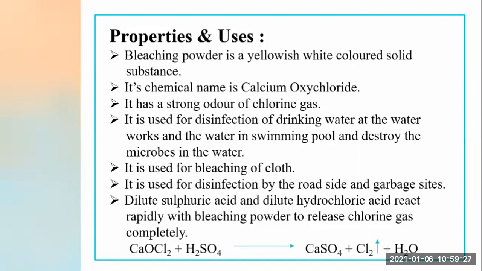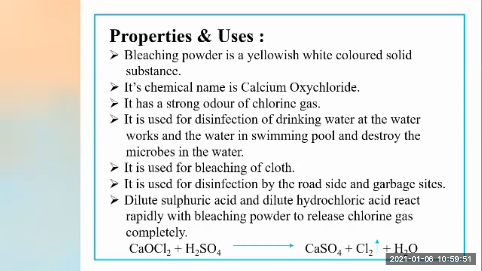I've explained this with the help of a chemical reaction also. CaOCl2 plus H2SO4, that is sulfuric acid, gives us CaSO4 plus Cl2, complete chlorine gas released, plus H2O. So students, these are all the properties and uses of bleaching powder. It is used for disinfection of drinking water, for swimming pools, for bleaching and washing of clothes, and for disinfection of the roadside and garbage side. So these are all the properties and uses of bleaching powder.